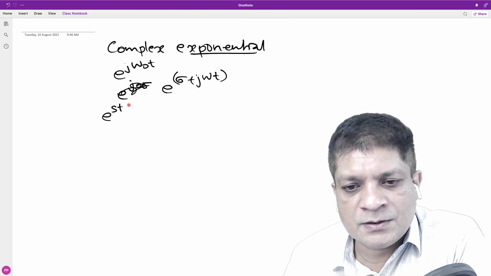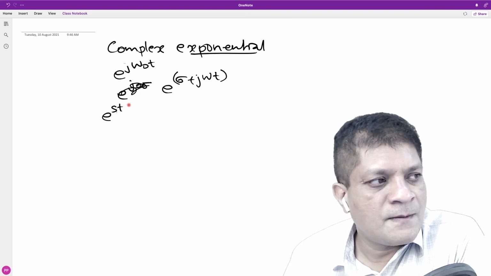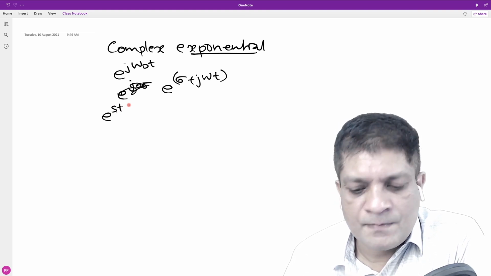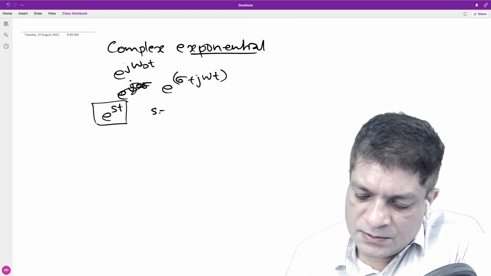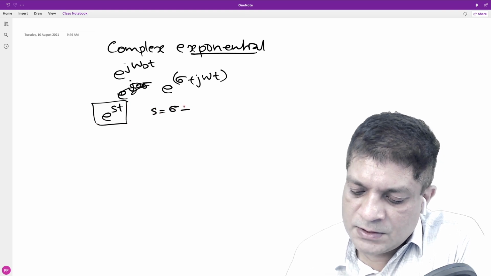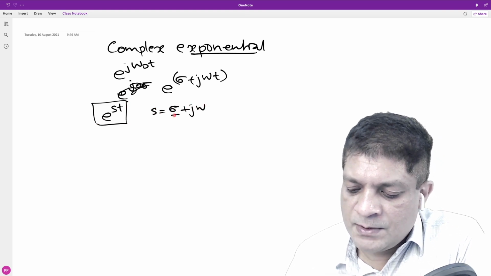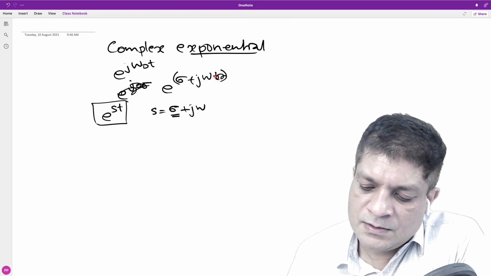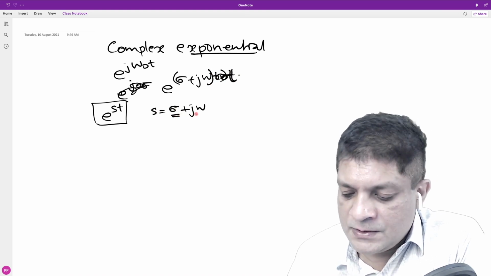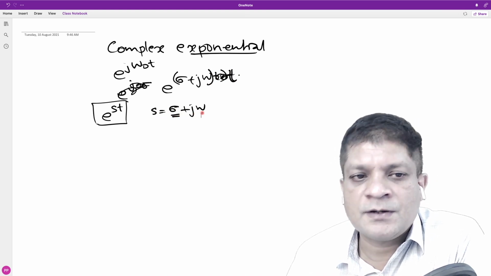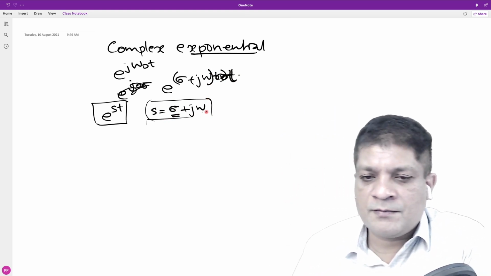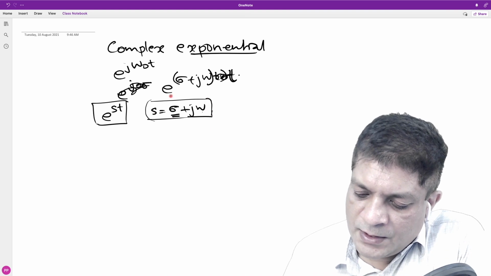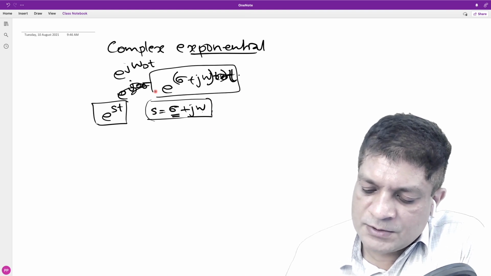Have you studied Laplace transform in your mathematics course? Yes, sir. So this is the form, e to the power st. Here s is a complex variable, sigma plus j omega, where sigma is the real part of s and omega is the imaginary part. We'll discuss this Laplace transform in detail later, probably after the midterm. So this is the general form of a complex exponential signal.